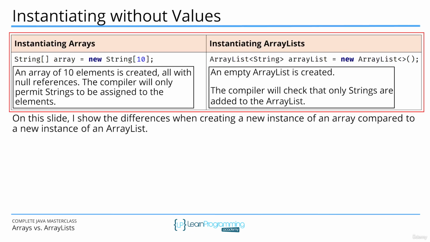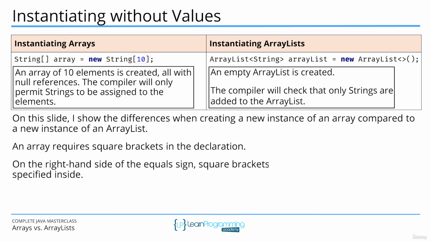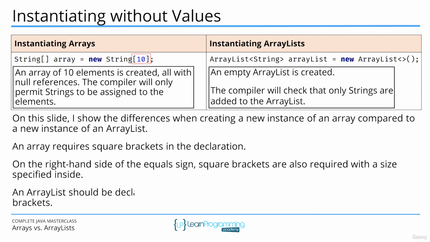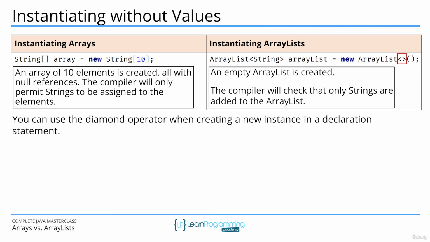On this slide, I show the differences when creating a new instance of an array compared to a new instance of an array list. An array requires square brackets in the declaration. On the right-hand side of the equal sign, square brackets are also required with a size specified inside. An array list should be declared with the type of element for the array list in angle brackets. You can use the diamond operator when creating a new instance in a declaration statement.